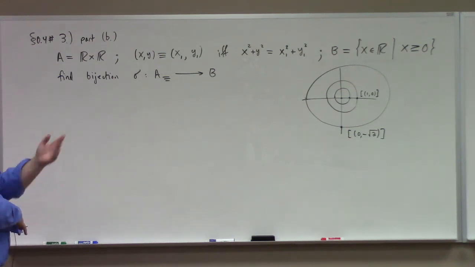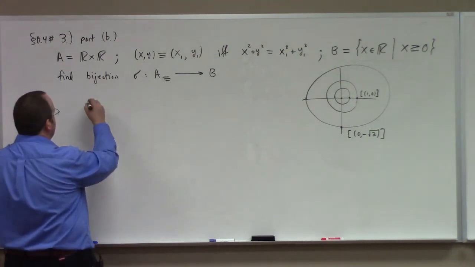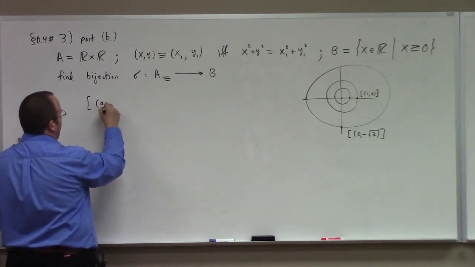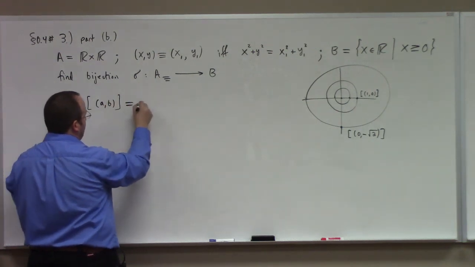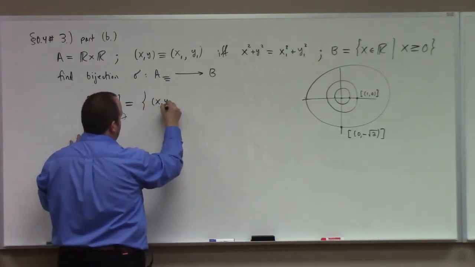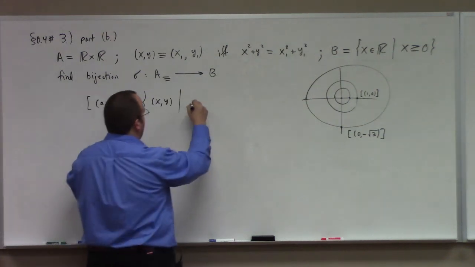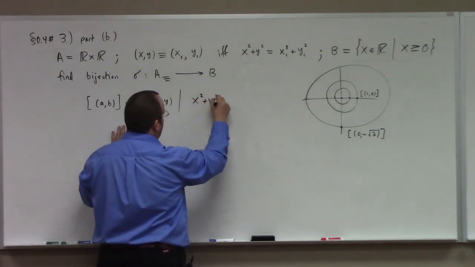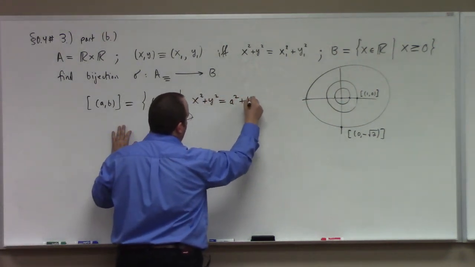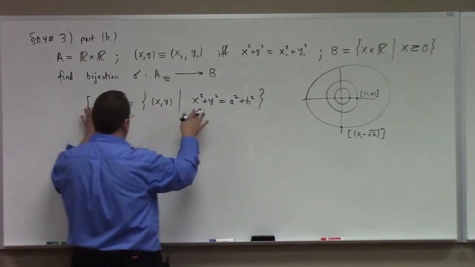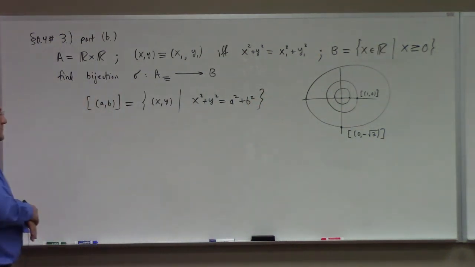The equivalence classes, I've tried to draw you some pictures of what those are. To be more specific, here it is in gory detail. If I have (a, b), the equivalence class is the set of (x, y) such that x squared plus y squared is equal to a squared plus b squared. That's the equivalence class.